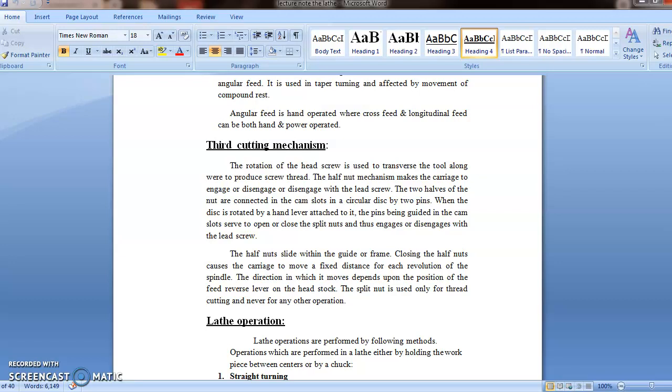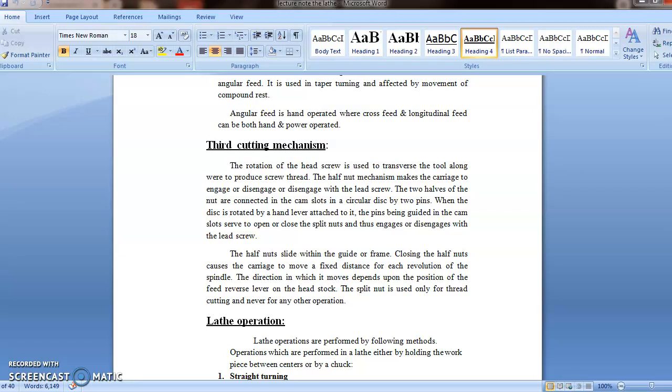The two halves of the nut are connected to a cam shaft in a circular disc by two pins. When the disc is rotated by a hand lever attached to it, the pins, being guided in the cam slots, serve to open or close the split nut and thus engage or disengage with the lead screw.